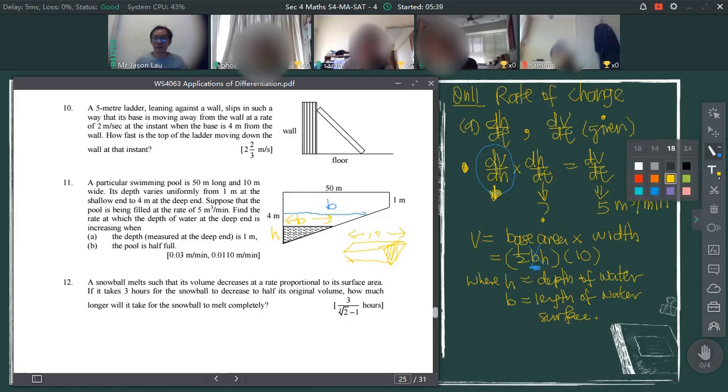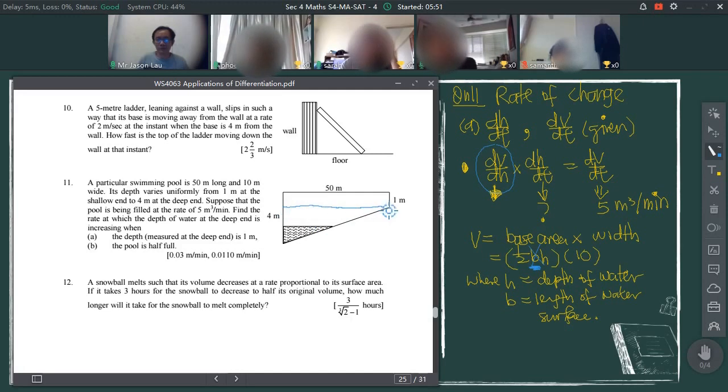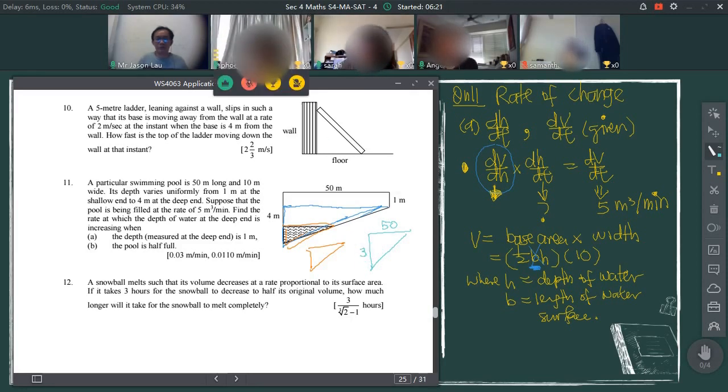So to get the B away, we look at this guy. What is this guy? This is your similar triangle. There will be a blue triangle versus the orange one. So there are two of them here. One is this, the other one is the bigger one, the blue one. The bigger one will have 50 and 3.